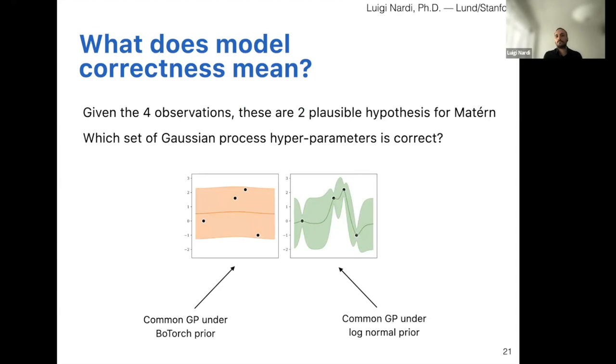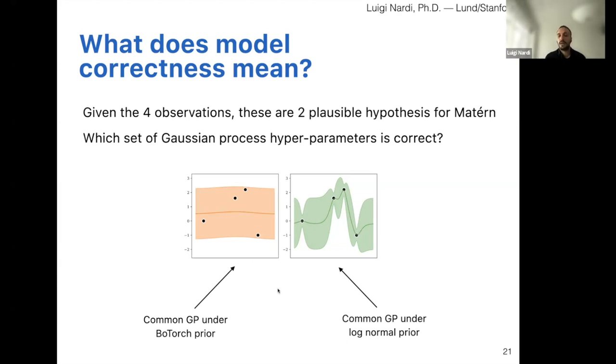And so just to double down on this question, if you look at this example here, for example, you have four observations on a Matern kernel. Which set of Gaussian process hyperparameters is correct here? Both of these two hypotheses are kind of plausible. If you look at a pretty common prior, the log normal prior here, that will give you this type of shape, and if you look at the BoTorch prior, which is a gamma prior with a lot of emphasis on noise, it can potentially give you something like this, right? So these are priors that are totally fine.